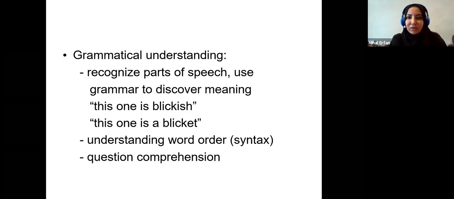So this is what we call grammatical understanding. So recognizing parts of speech, utilizing grammar to discover meaning. So this is an example. When I say this one, again, blickish and blicket are not real words, okay? But when I say this one is blickish versus when I say this one is a blicket. Now you don't understand what blicket or blickish means, but when I use it in that sense, what is the first and what is the second? So this one is blickish in terms of language and grammar. Am I describing something or am I naming something? So for the first, this one is blickish. What is this?